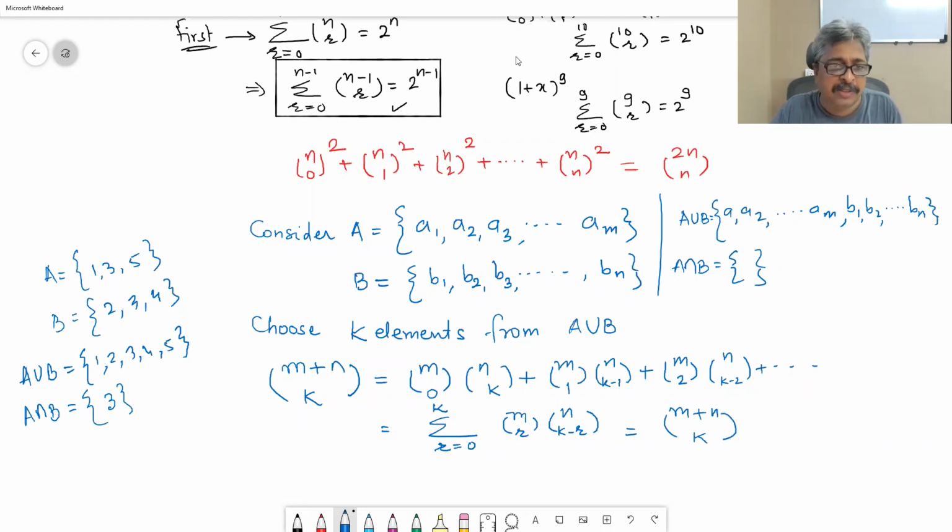Check whether you understand. First time you have to understand. Out of m elements from A and out of n elements from B, in total, if you want to choose k elements, m plus n choose k. If you want to choose 0 from first, then k from second, 1 from first, then k minus 1 from second, 2 from first, and so on, all k from first, then 0 from second, right?